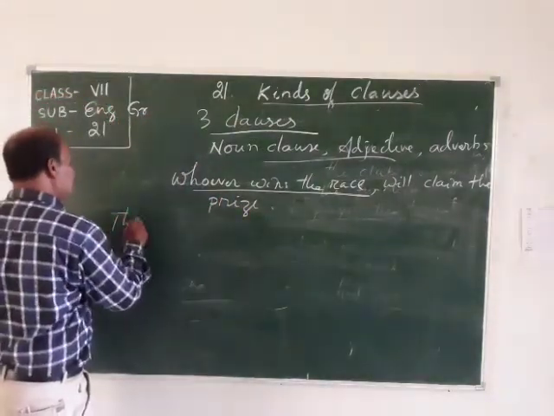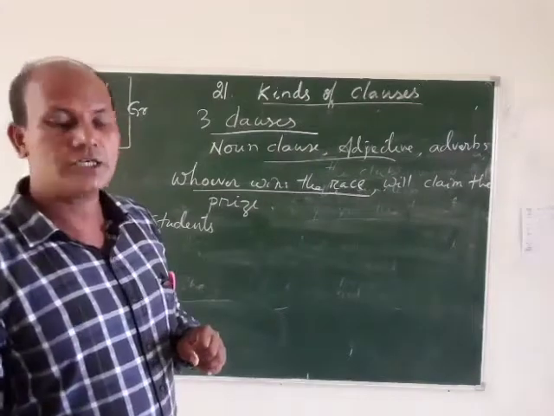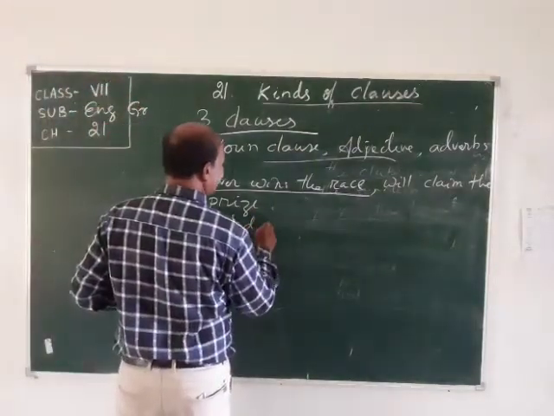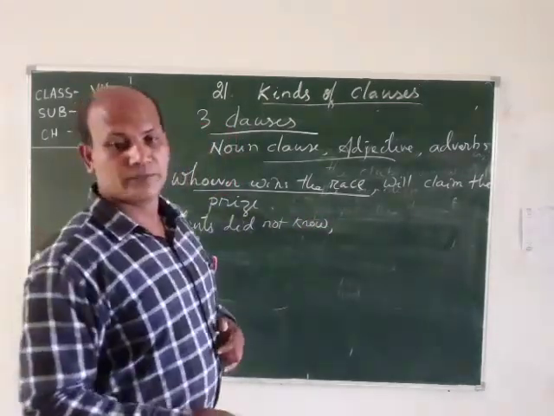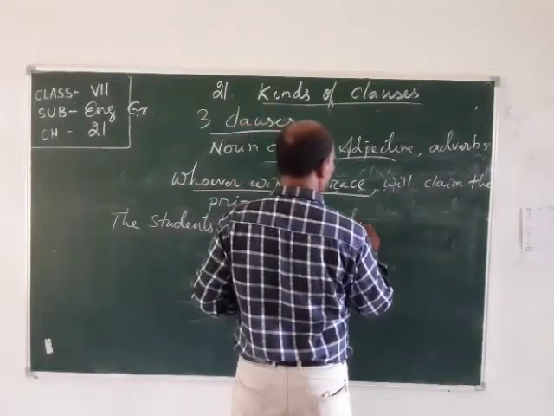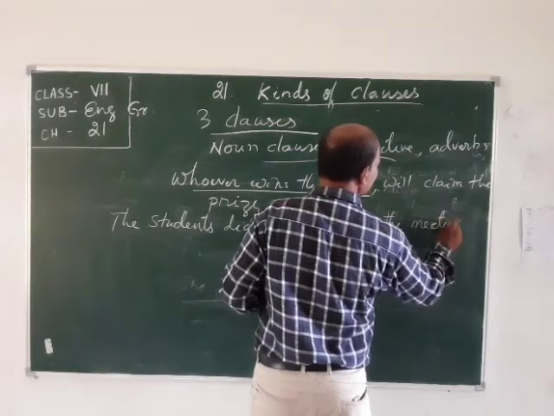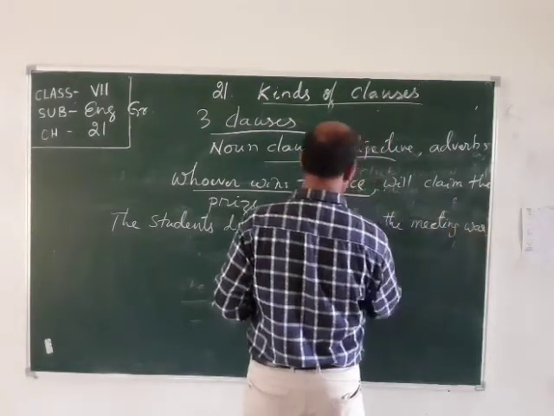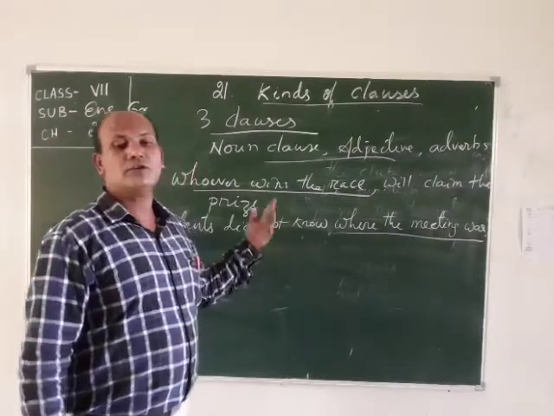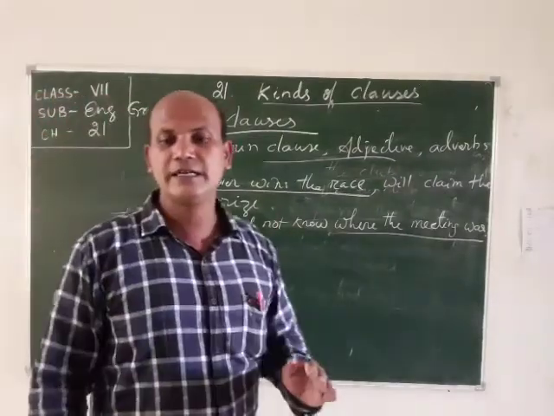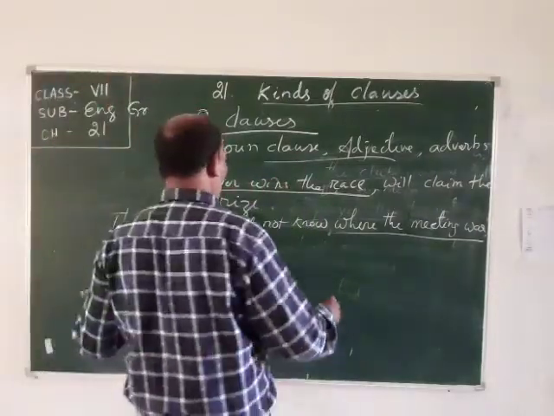The students did not know where the meeting was. Students did not know. Students ko pata nahi chala, kahan par meeting ho raha tha. In this sentence, the underlined noun clause is the object of the verb know.